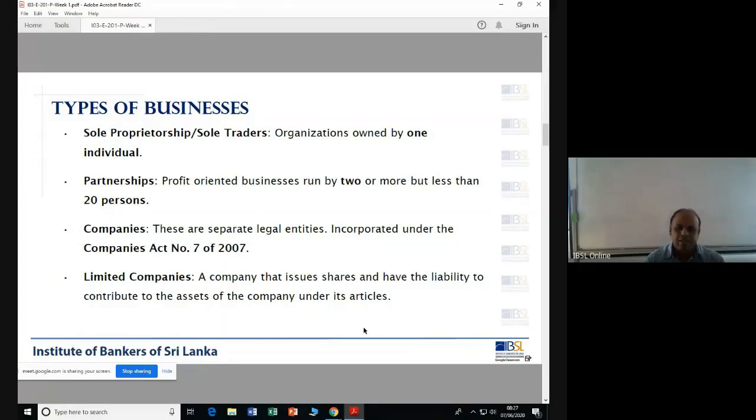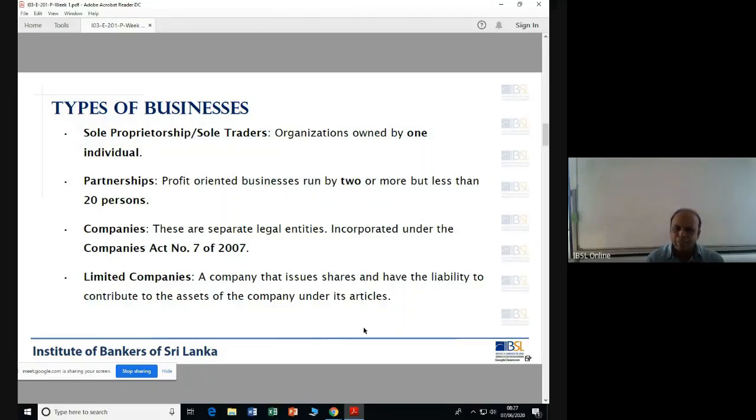As a result, that kind of a business is called a partnership. So partnership is, in other words, a profit-oriented business. As I told you, the businesses that we are talking about here are mostly profit-oriented. We are not going to discuss in detail non-profit organizations, which is not relevant to us. It is more of an out-of-scope topic. So we will be focusing on profit-oriented businesses.